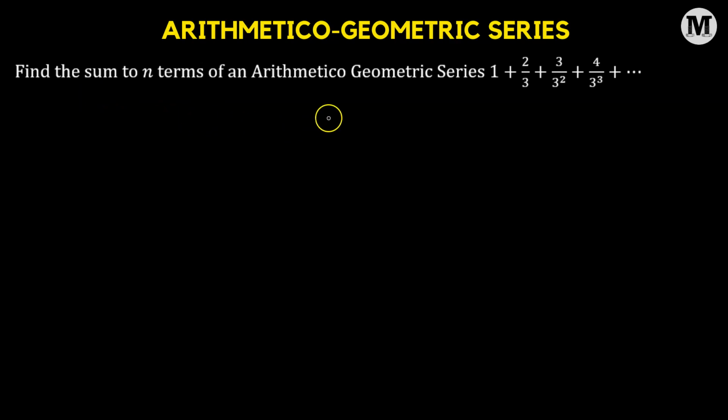Find the sum to n terms of an arithmetico-geometric series. Okay, let us begin. So here we have a series given by 1 plus 2/3 plus 3 over 3 squared plus 4 over 3 cubed and so on.